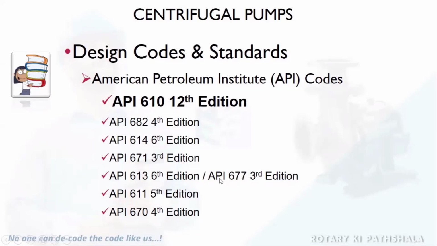If it is gearbox driven, API 611 is for the steam turbine, and API 670 is for the machinery protection system. Now, what is machinery protection system? Because the other codes and standards are an integral part, so these are auxiliary. But why is the machinery protection system required?